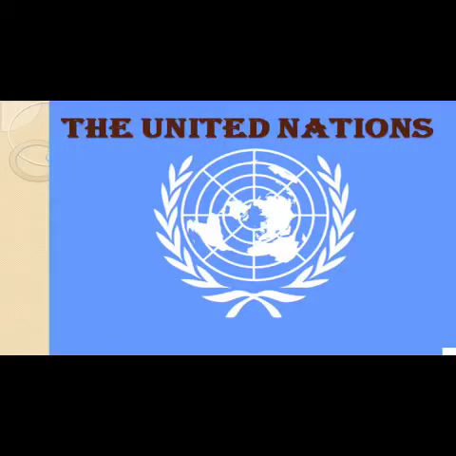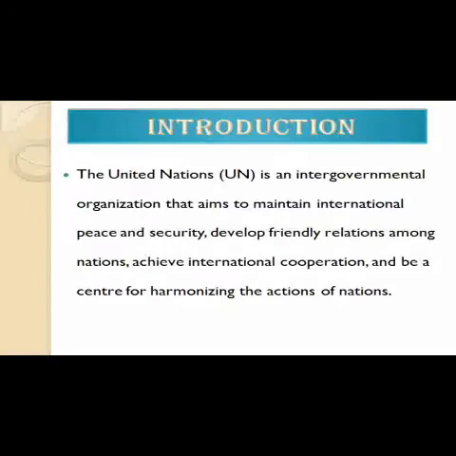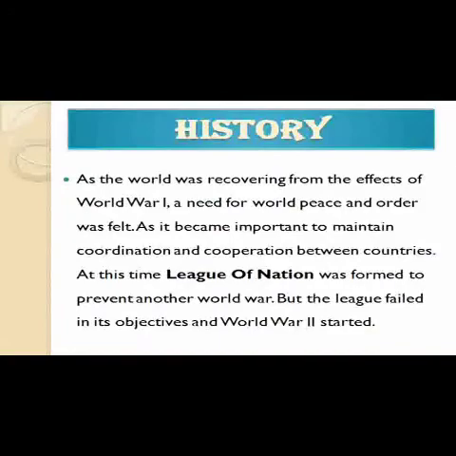The United Nations. The United Nations is an intergovernmental organization that aims to maintain international peace and security, develop friendly relations among nations, achieve international cooperation, and be a center for harmonizing the actions of nations. Why was the United Nations formed?